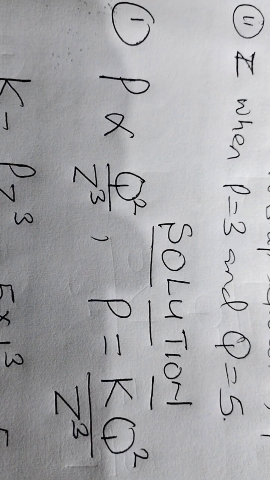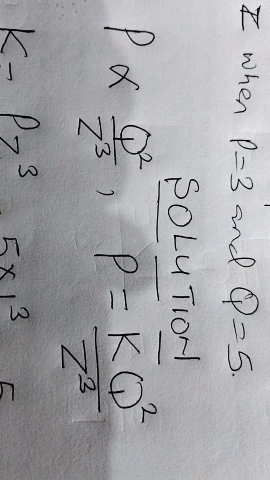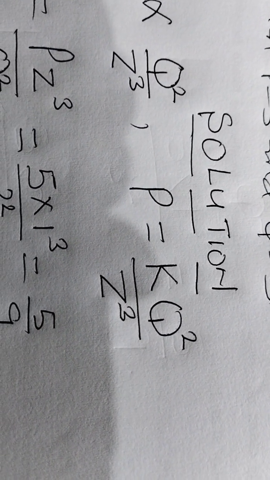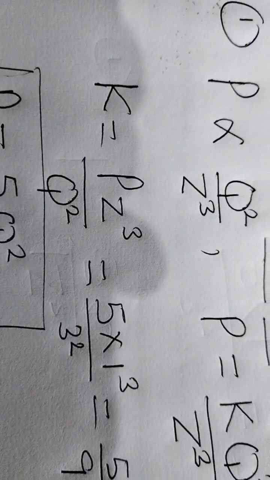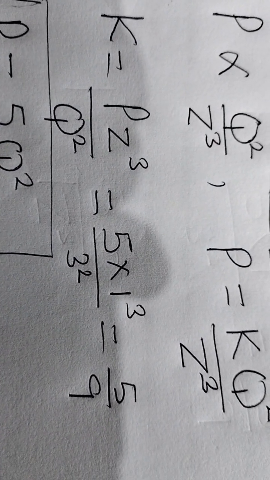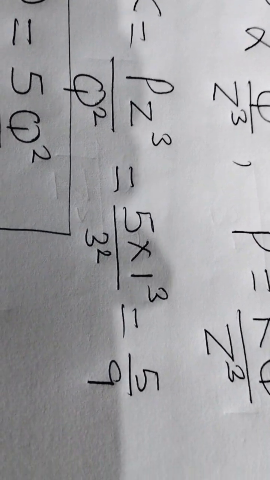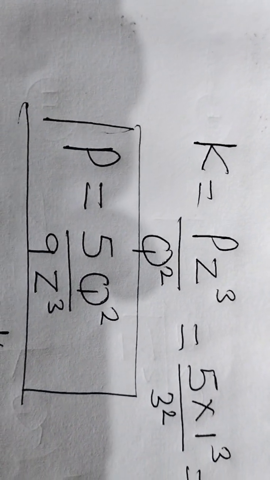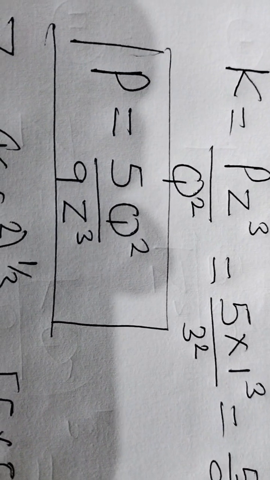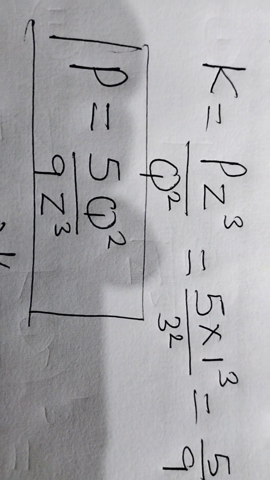Solution, look at the expression: P varies directly as Q squared and inversely as Z cube. Bringing in a variation constant, P equals K, Q squared all over Z cube. Making K the subject, K becomes P times Z cube all over Q squared. Then substituting, K now becomes 5 times 1 raised to power 3 all over 3 squared. That gives us K as 5 over 9. Then the variation law becomes P equals 5Q squared all over 9 times Z cube. That answers the I part of number 1.